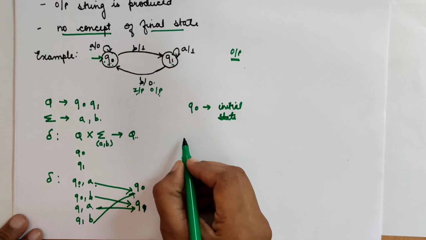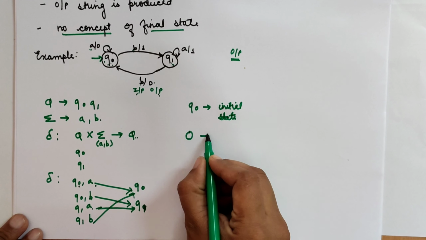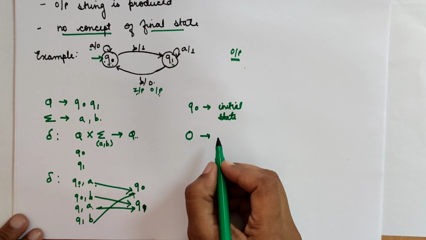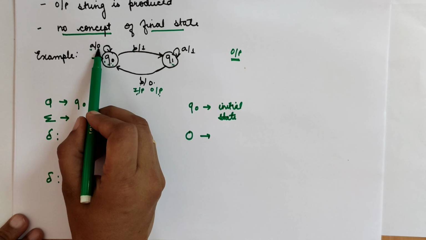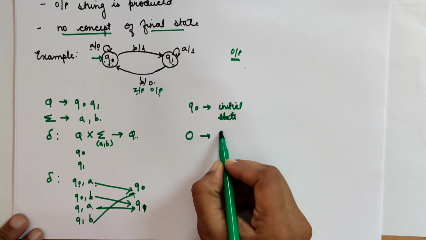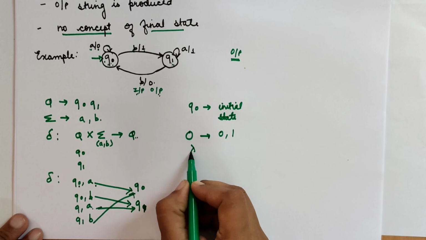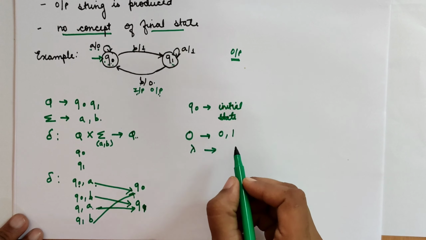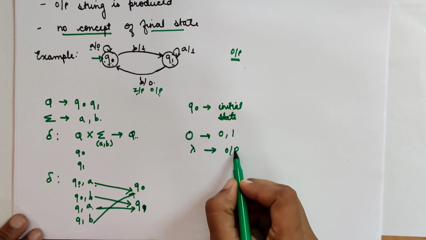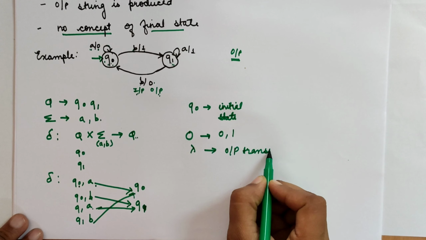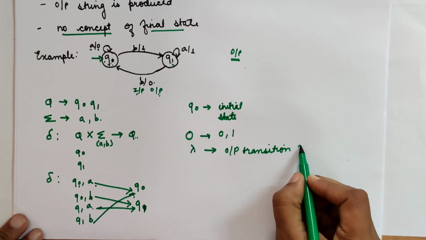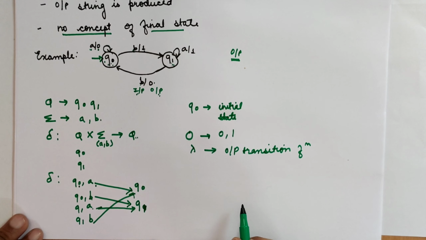Next, another thing is capital O. What is capital O here? Capital O is your output alphabet. And what are the outputs here? 0 and 1. So we will write down 0 and 1. Now we will write down lambda. Lambda was the output transition function.